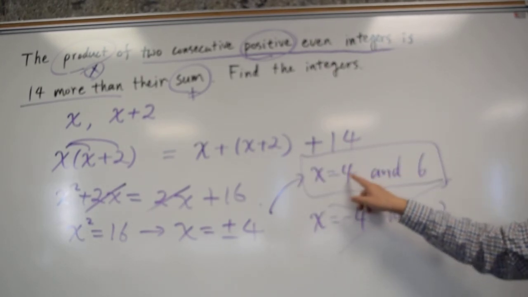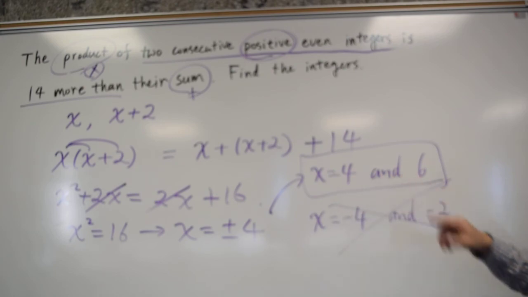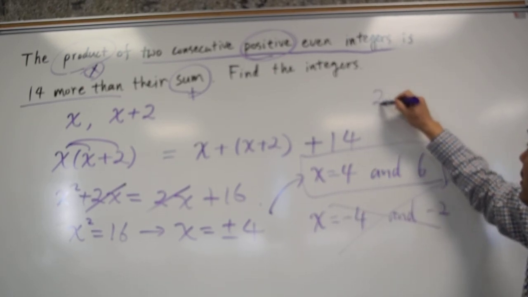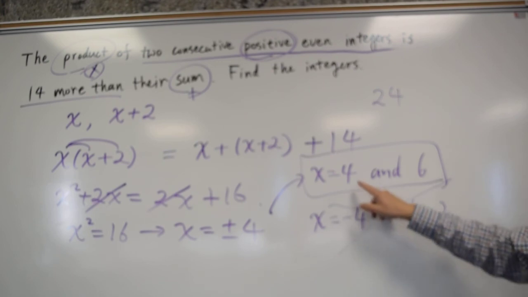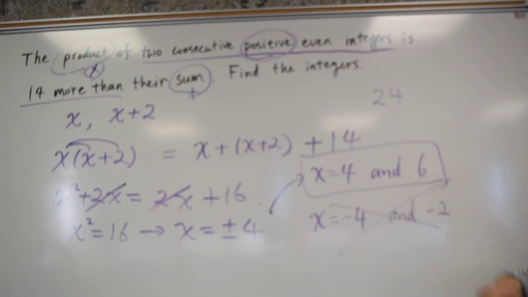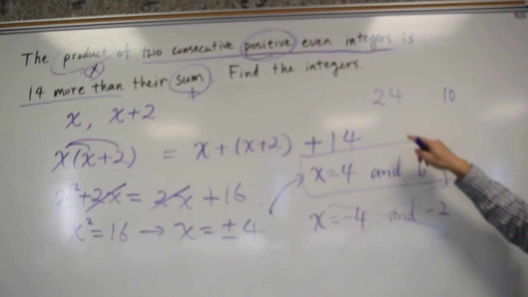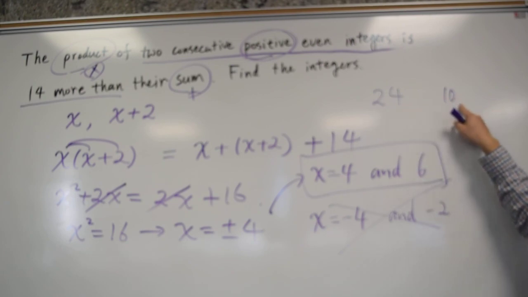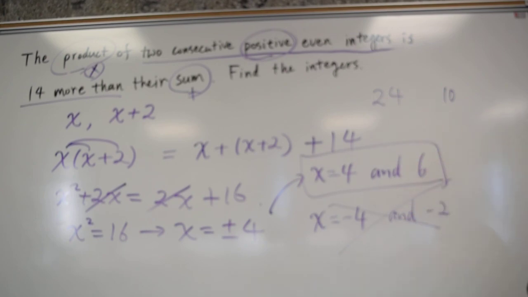And you can even check. So let's see, 4 times 6, what's that? 24 is their product, right? What's 4 plus 6? Their sum is 10. And is 24 14 more than 10? 14 plus 10 is indeed 24, right? So we did check, and it's correct.